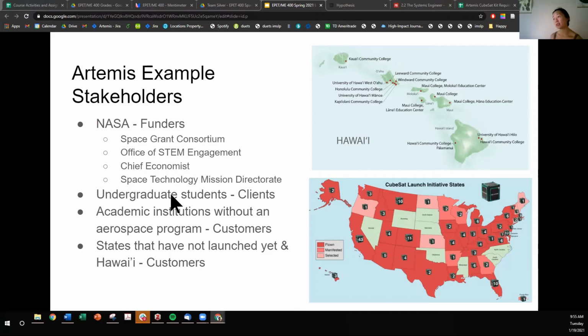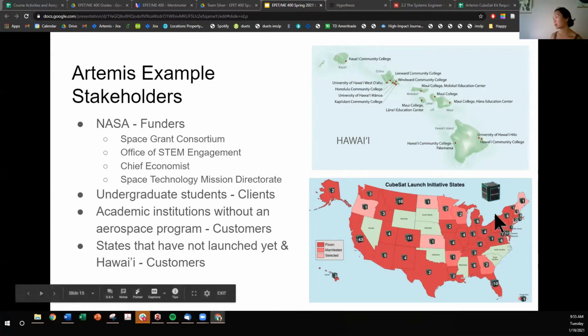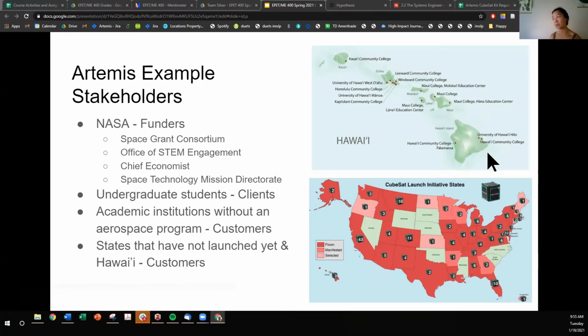We also have undergraduate students who are our clients. So you all are a stakeholder in this project. We were also targeting academic institutions without an aerospace program who could potentially buy these kits for classroom instruction. And I already talked about the states, and we're distributing these kits to the other community colleges because we wanted to make this aerospace program as accessible as possible.